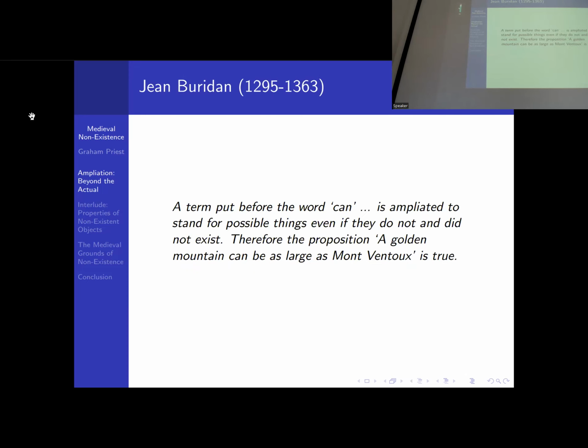Okay, so here is Jean Buridan, one of the great medieval logicians. "A term put before the word 'can' is ampliated to stand for possible things, even if they do not and did not exist. Therefore, the proposition 'a golden mountain can be as large as Mont Ventoux' is true" because you've ampliated to a possible object. Okay, and it's just commonplace in the 14th century for logicians to talk about non-existent objects.